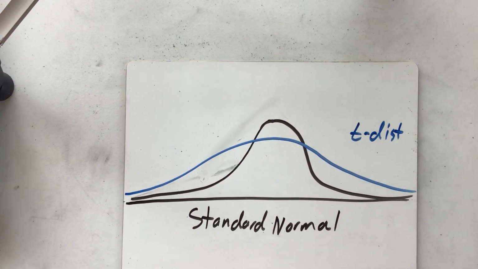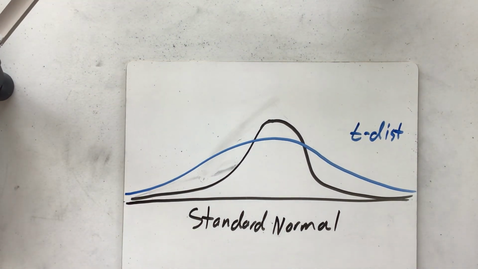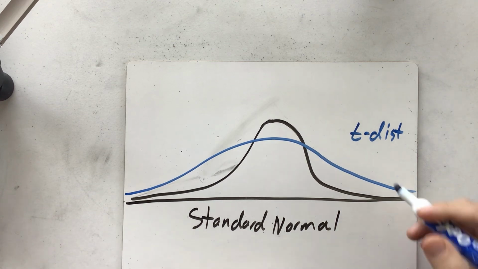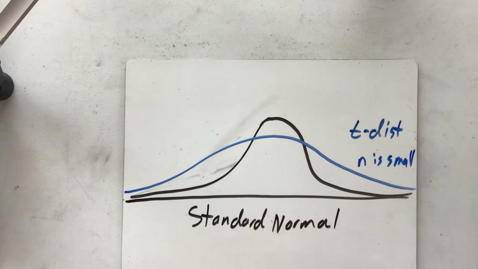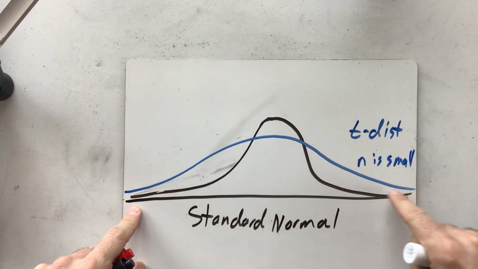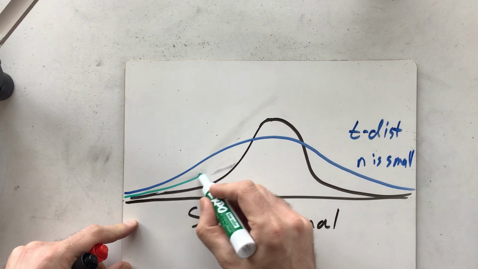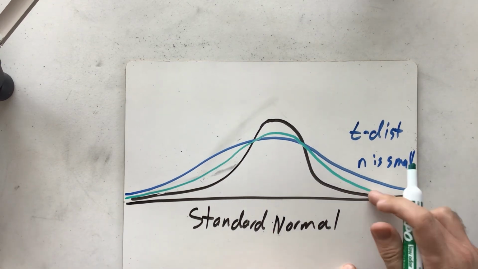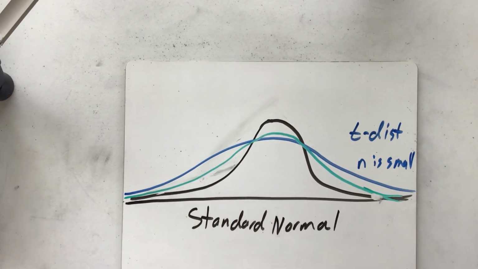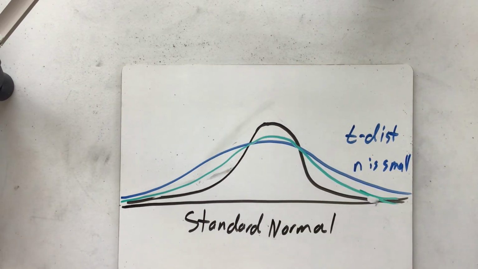And it turns out that there are actually a lot of t-distributions. Which t-distribution you use depends on how big the sample size is. So this might be a t-distribution where n is small. And as n becomes bigger, your t-distribution becomes less and less flat. So if I use a bigger n, I might get something that looks like that. It's always going to stay above. So I might get something like this where my t-distribution is less flat.